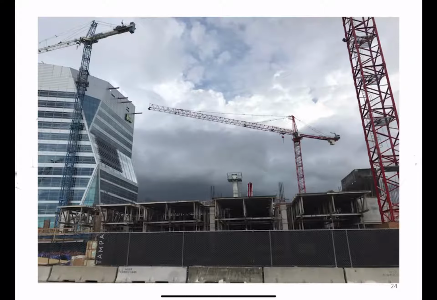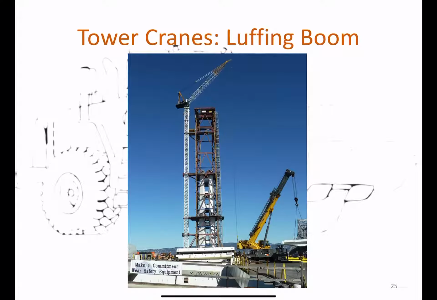And this one I took in June 2019 in Tampa. As you can see, guess which type of crane that is: horizontal jib, luffing boom, or articulated jib? You see the boom is horizontal and keeps the same level, so that should be the horizontal jib type of tower crane.